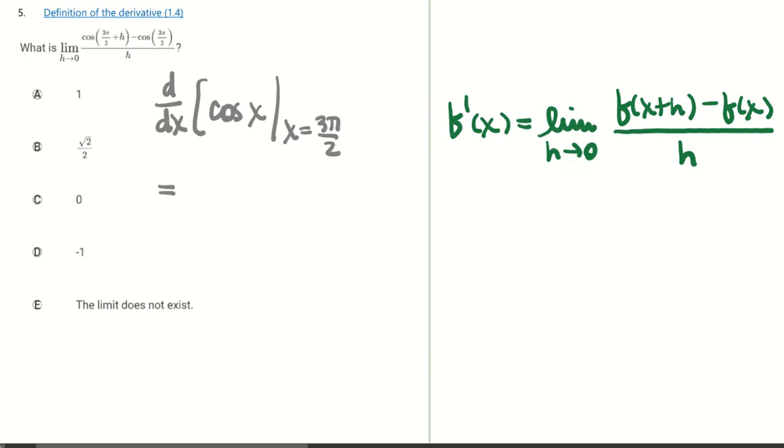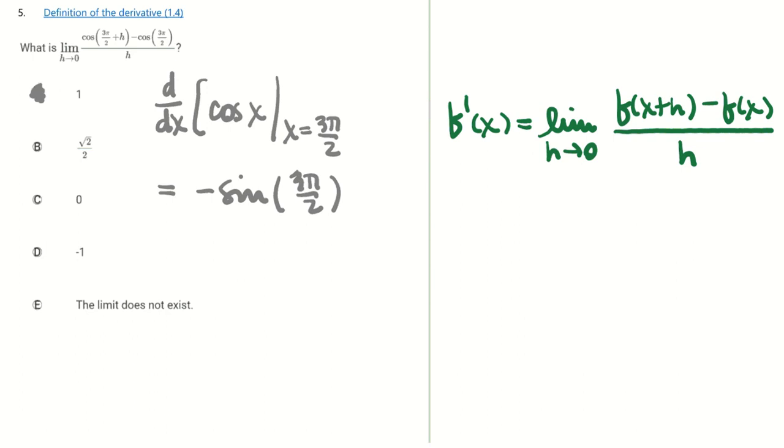Well, I can do it that way, and I could say, all right, well, this is negative sine of 3 pi over 2, because we know that the derivative of cosine is negative sine. And sine of 3 pi over 2 is negative 1, so negative 1 would be positive 1. Okay, that's one approach. But I've got another approach for you.